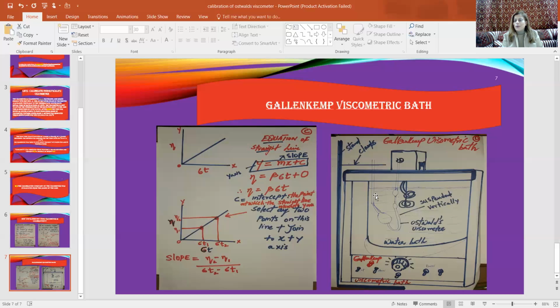Now this is your Gallon-Camp Viscometric bath. This is my beautiful drawing. Thumbs up to Dr. Mchem.